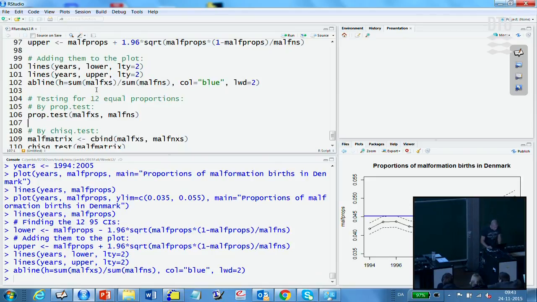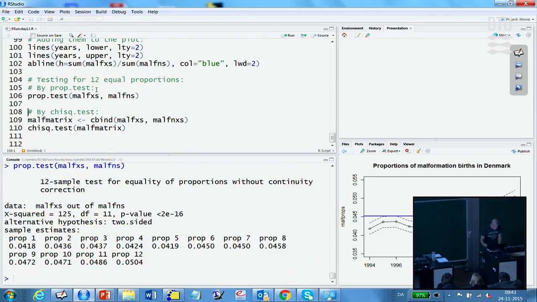And finally, I did the chi-square test of those 12 proportions. Are those 12 proportions, starting at 4% and ending at around 5%, significantly different over the 12 years? I don't think you're surprised when you look at the confidence intervals. Indeed so. We are very, very certain that these are different.